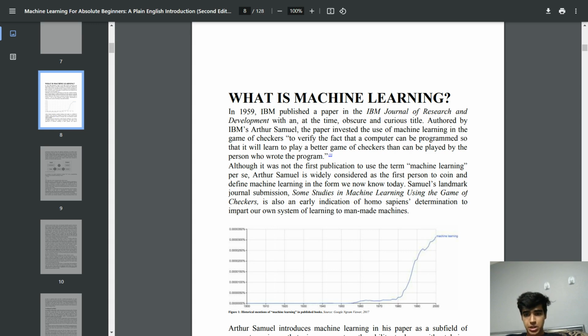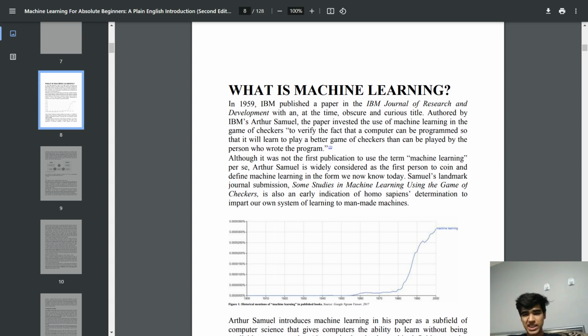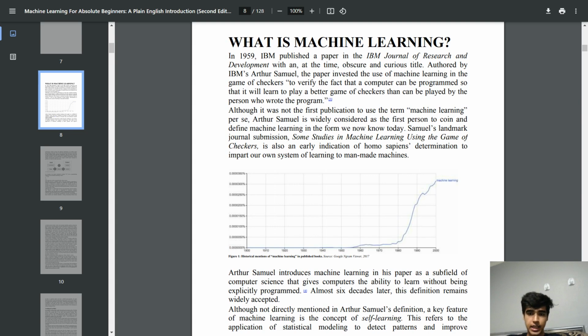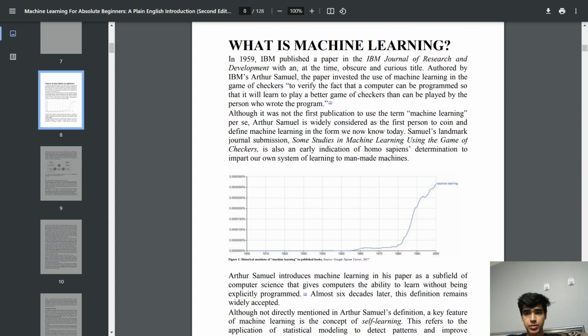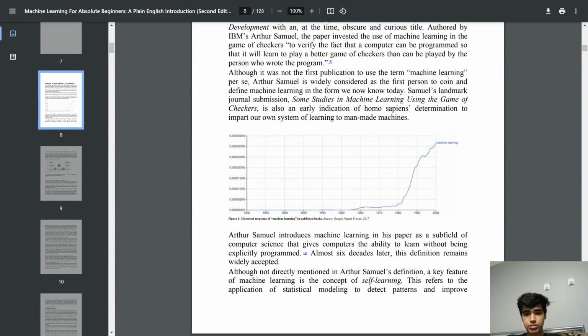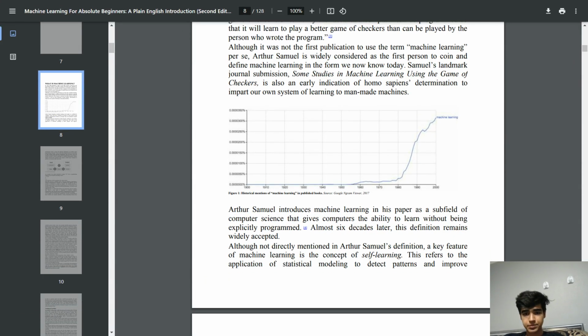So from the beginning, it just talks about the date, the IBM Journal of Research, and so on. It even talks about the people here. Arthur Samuel introduced machine learning in his paper as a subfield of computer science that gives the computer the ability to learn without being explicitly programmed.